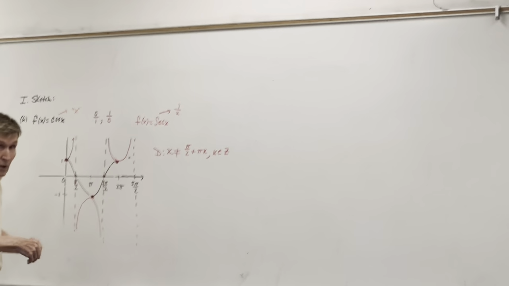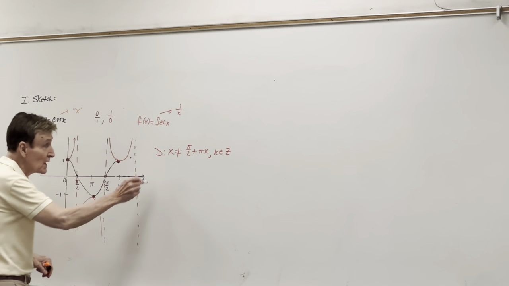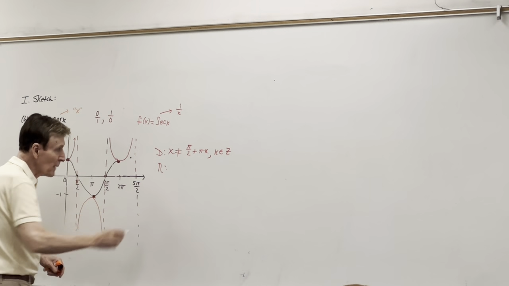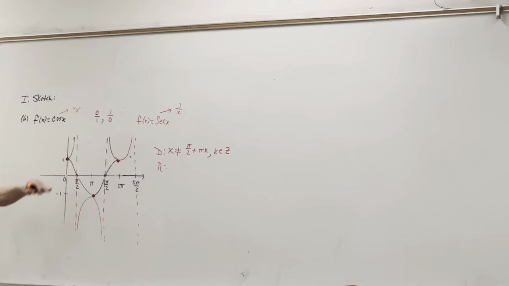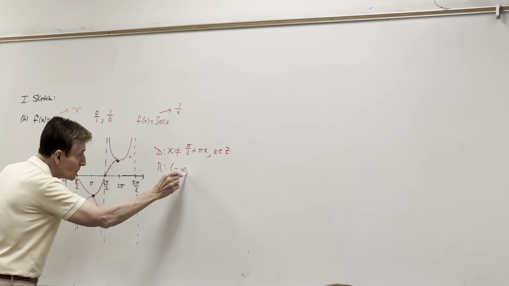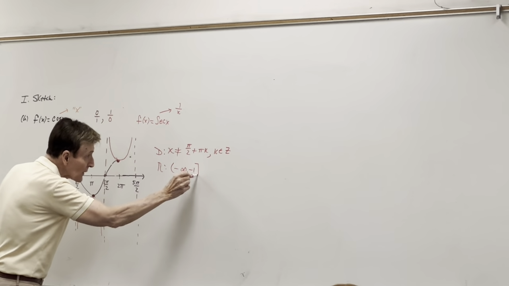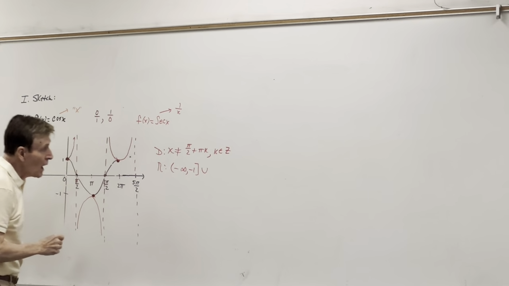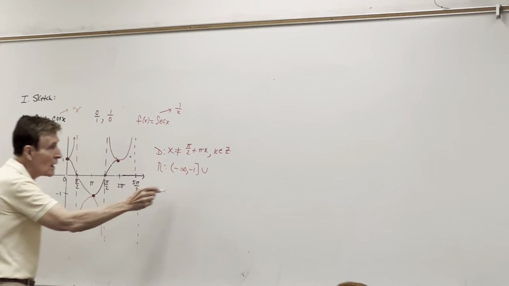Range, and by the way, you got to know all this. The domain, range, and all these. Range on this, not too bad. The up and down. I see negative infinity up to -1, absolutely. Let's put a bracket there. And tell me the other piece. From 1 to infinity.